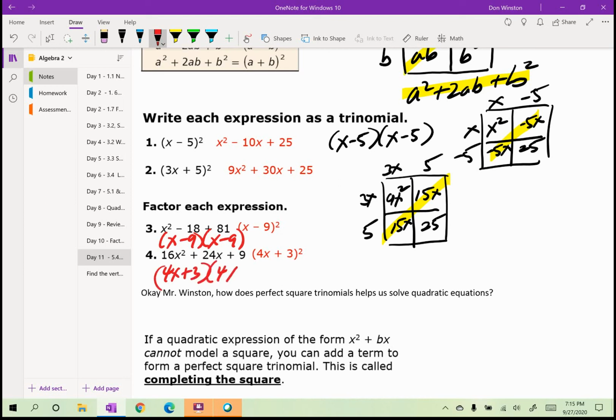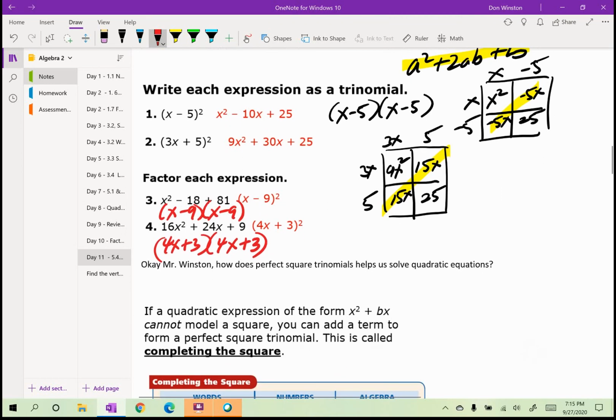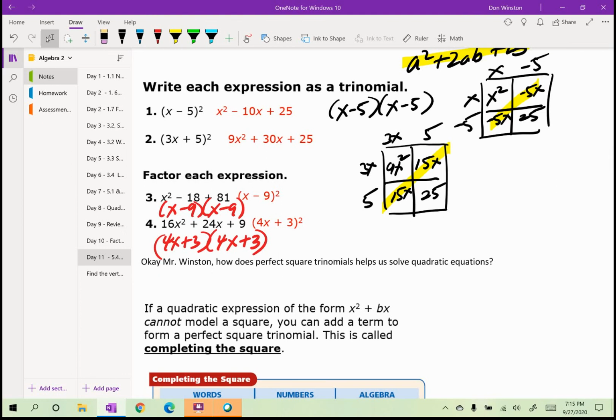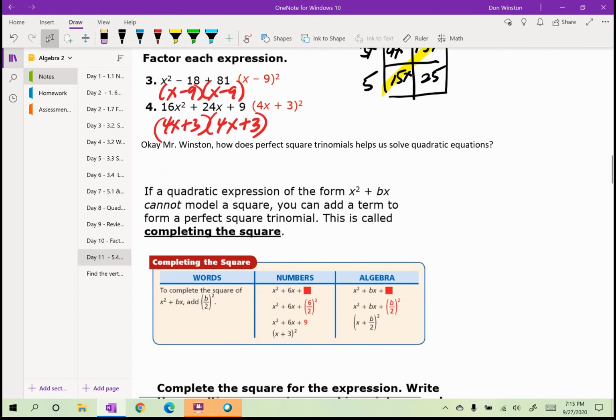Okay, so perfect square trinomials are essential when we complete the square, and you'll see what I mean. All right, so now you may ask the question, okay, Mr. Winston, how do perfect square trinomials help us solve quadratic equations, particularly when we can't factor? Well, hold on, we'll see.